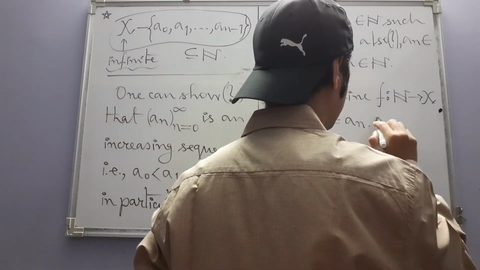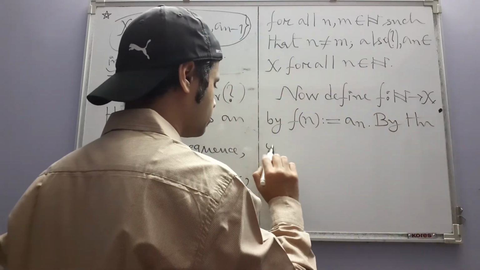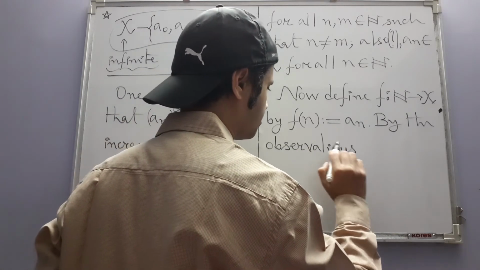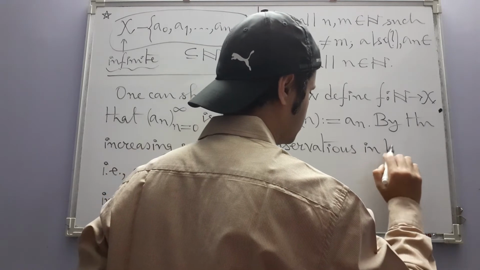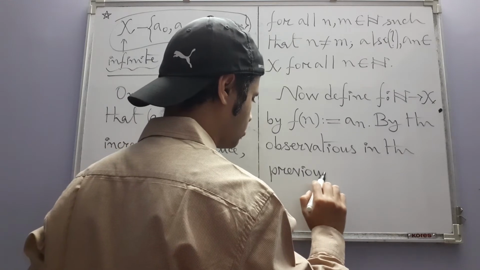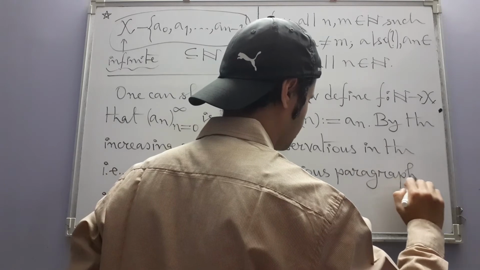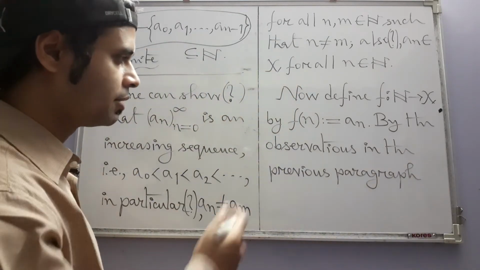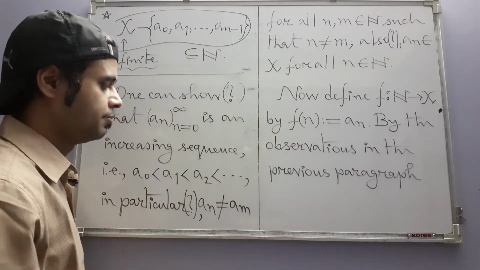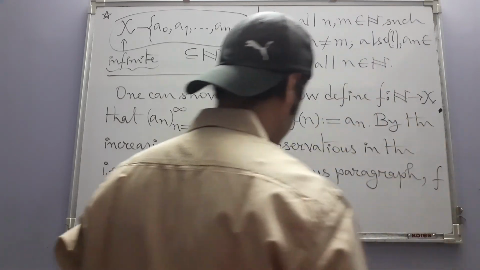So we can write like this: by the observations in the previous paragraph, or if you want to be brief, you can just simply write by the previous paragraph. I am saying observations because we are yet to prove these things. Okay. f is well defined.